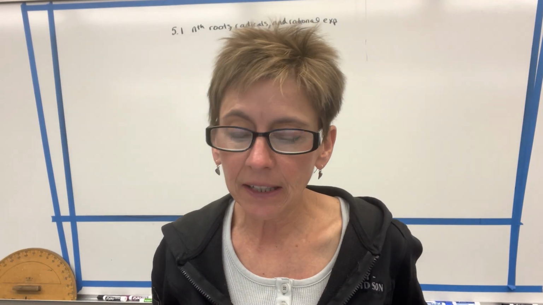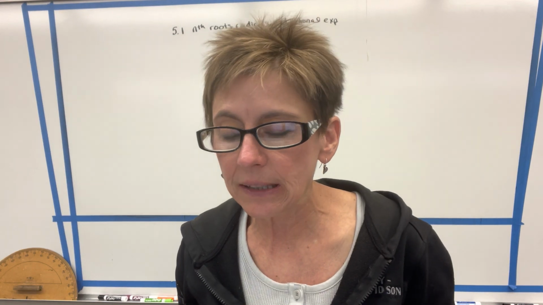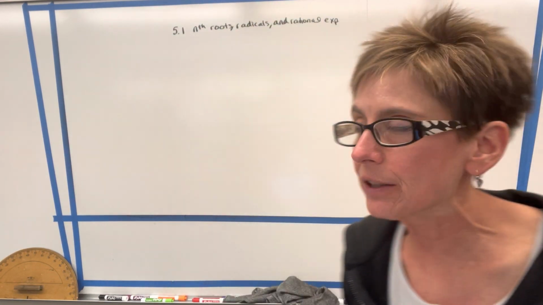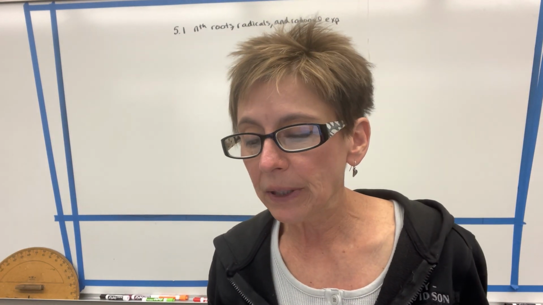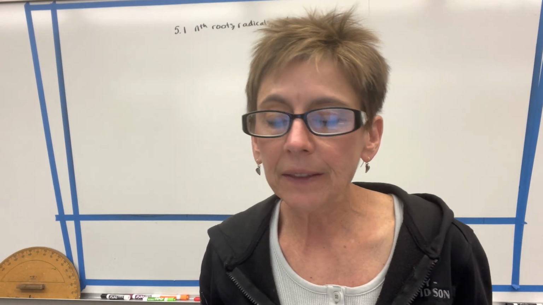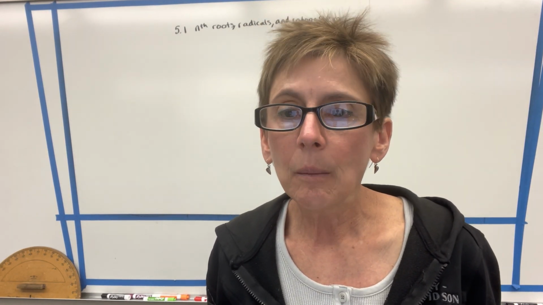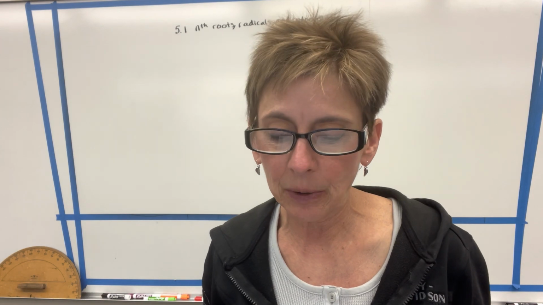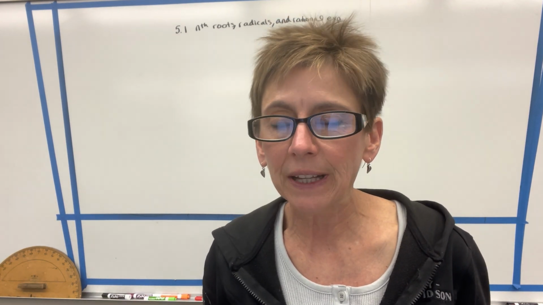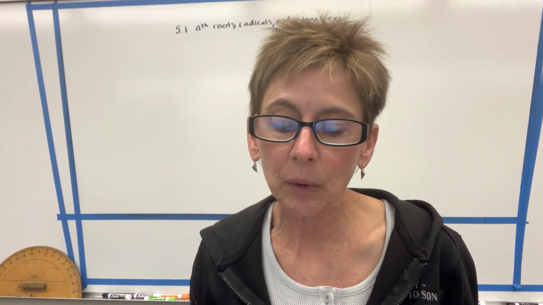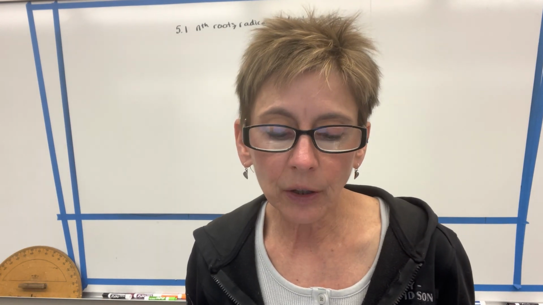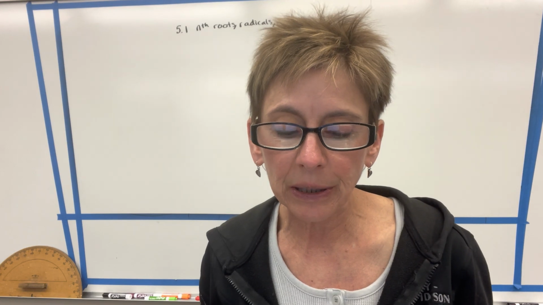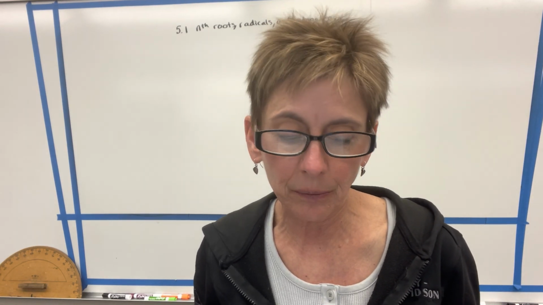Our first lesson in chapter 5, section 5.1, is nth roots, radicals, and rational exponents. Basically, in chapter 4, we looked at various aspects of rational functions. In this chapter, we're going to build on that by learning how to interpret rational exponents. And remember, rational is just a fancy way of saying fractions. So what we're basically saying is exponents in fraction form. We're going to be looking at what we call nth roots and radicals.